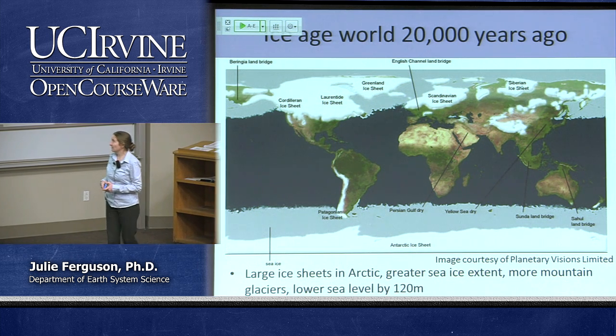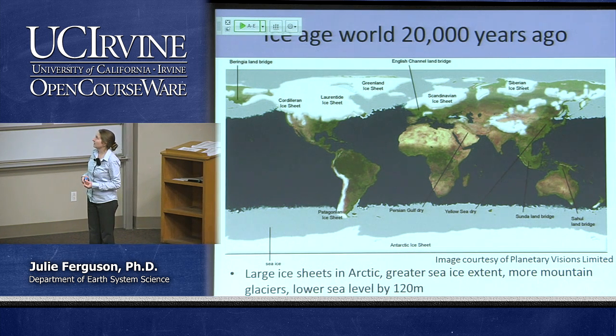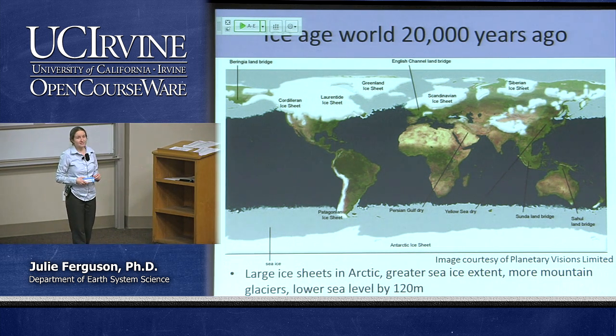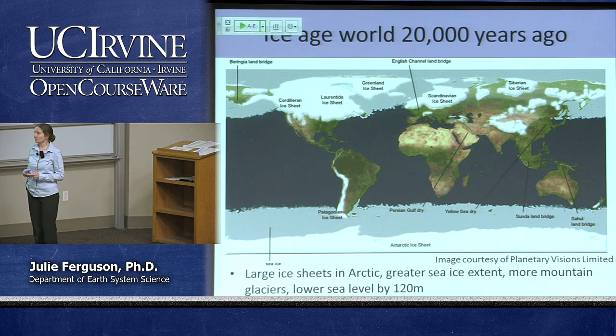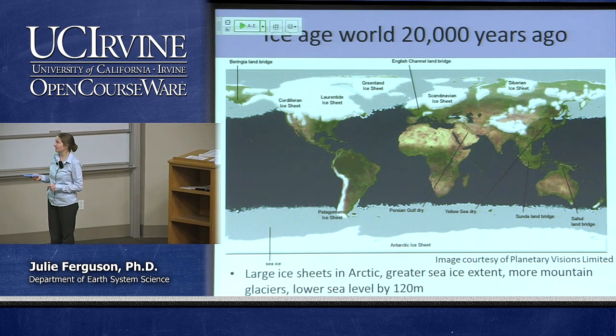So you can see that all around the coastline, especially if you look at Florida, for example, and around Indonesia and parts of Northern Europe, there's a lot of extra land out there. And that's going to be important for when we talk about something a little later on.